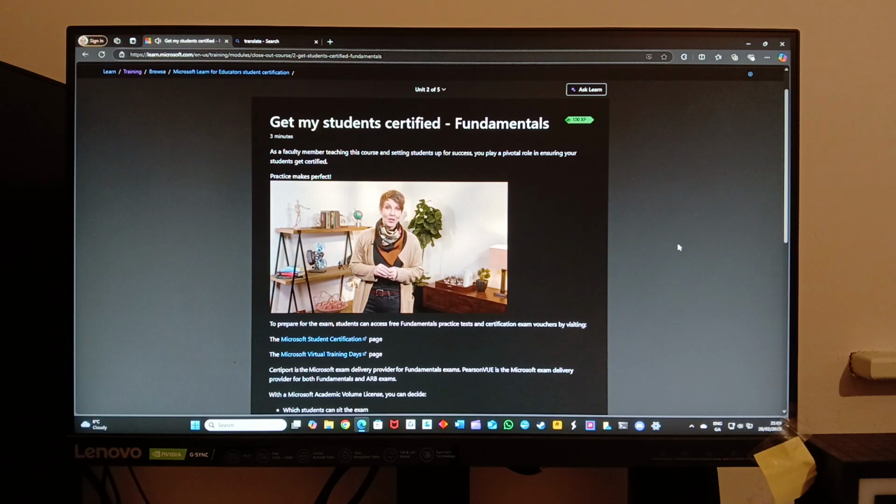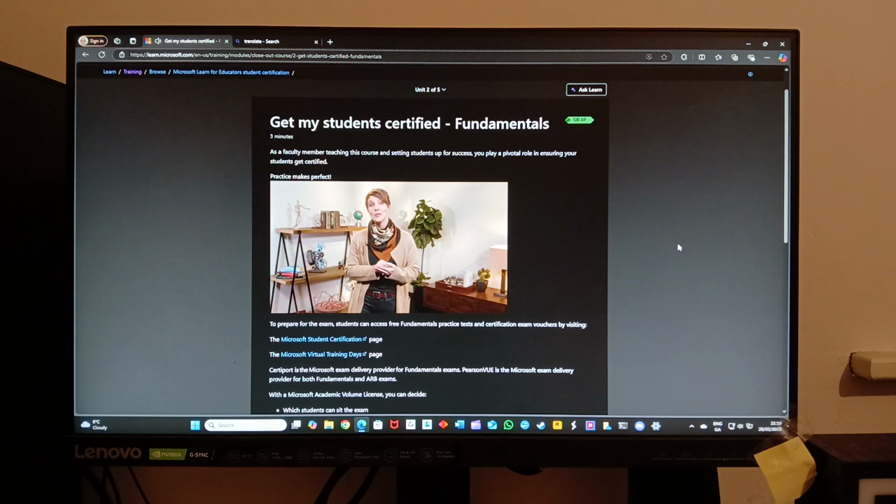With an academic volume license, you can decide which students can sit the exam, manage exam scheduling and proctoring of the exam sessions, and obtain detailed reports on all proctored exam sessions. Certiport is the Microsoft exam delivery provider for fundamentals exams. Pearson is the Microsoft exam delivery provider for both fundamentals and advanced role-based exams. If you choose to purchase a volume license for certifications for your students, you can purchase directly online from Pearson or at Certiport. After obtaining an exam voucher, students must schedule a certification exam.